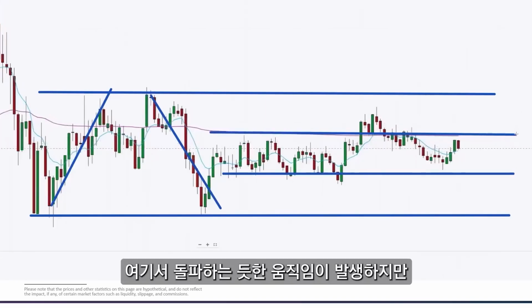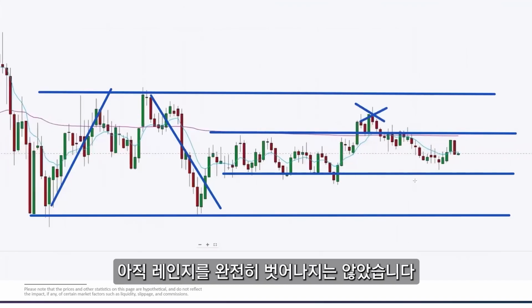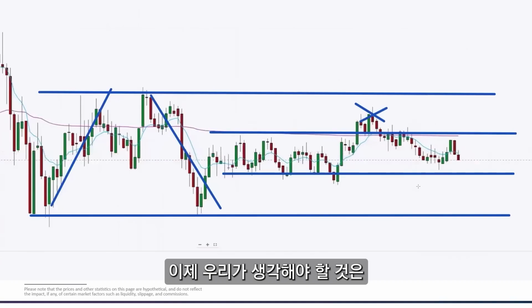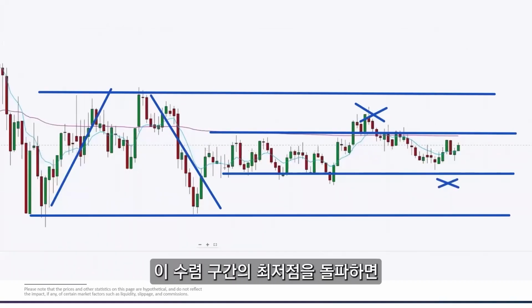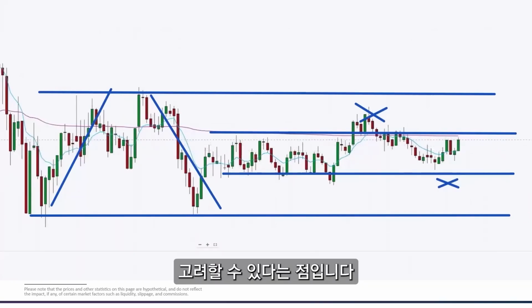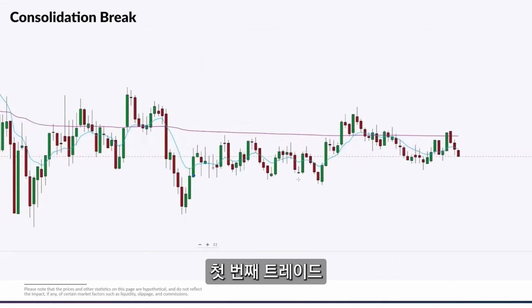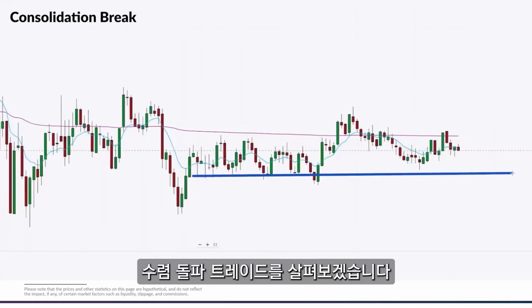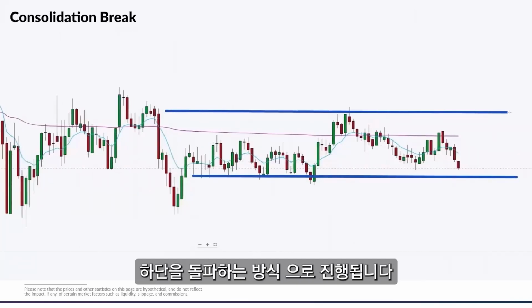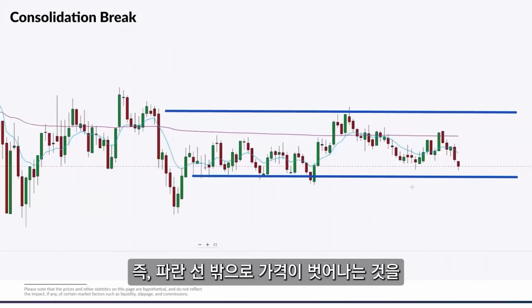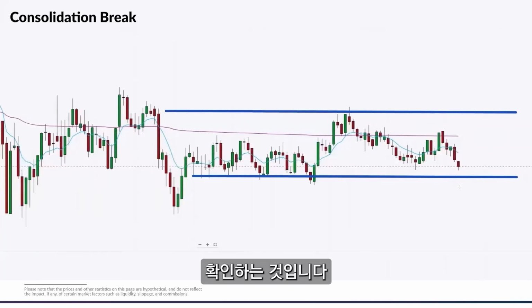We have what looks like a range consolidation breakout that occurs up here, but it doesn't clear the range. So now all we're thinking of is if this comes down and gets below the low of this consolidation, we can look for a trade to the downside. So our number one trade, the first consolidation break trade that we could look for, would be a consolidation breakout either above the high of this level or below the low of this level, kind of outside of our blue lines.